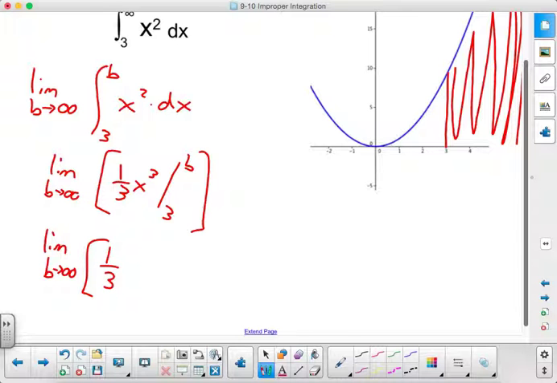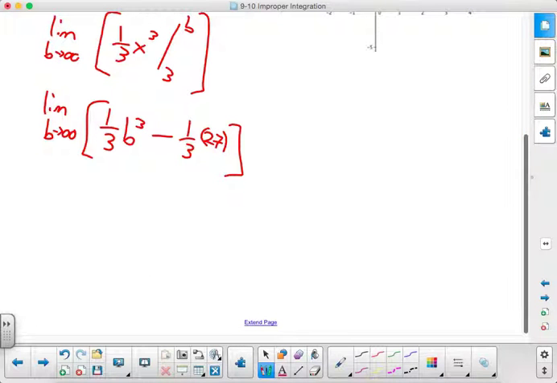So this would be 1/3 what? Plug in 1/3. Don't even plug infinity in yet; we'll take the limit at the very end. So 1/3 b to the third, and then minus 1/3 times 3 to the third, right? Which is 27. I'll do this side. This is 9, minus 9.